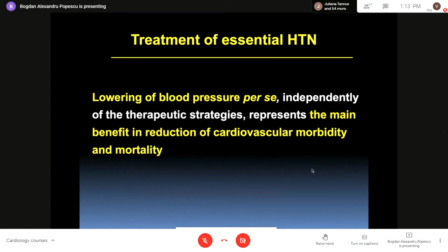So a few principles. Lowering blood pressure per se, independently of which therapeutic strategy we use, represents the main benefit in reduction of morbidity and mortality. Because you will hear, you need to use this drug and not the other drug, you need to do this or that. In fact, what you need to do is you need to reduce blood pressure. Of course, you will need to decide on a drug or another based on several issues that we're going to discuss, but the most important thing is reducing blood pressure per se.